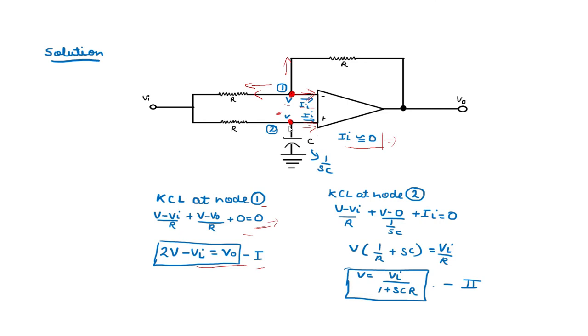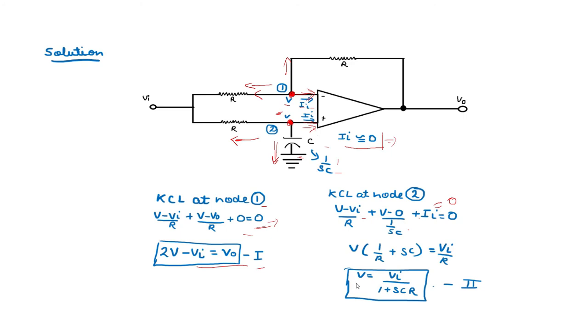Now we will apply KCL at node 2. So (V minus Vi) upon R is the current flowing in this direction, plus the current flowing in this direction. What is the current flowing in this direction? V upon its impedance, and its impedance is 1 upon SC. So (V minus 0) upon 1 upon SC, plus I, which you know is 0.